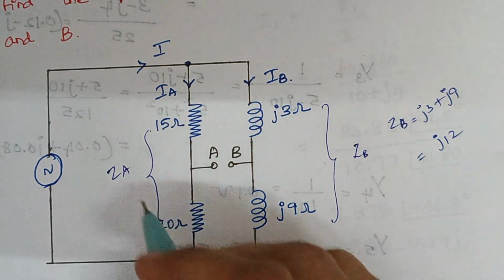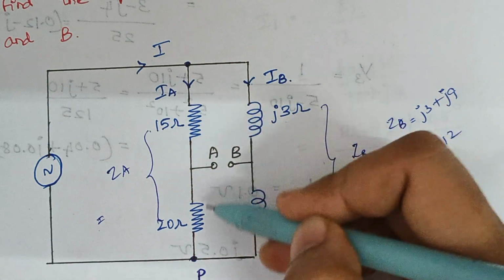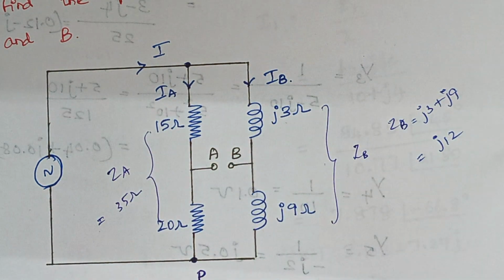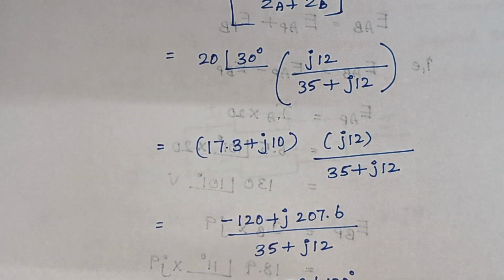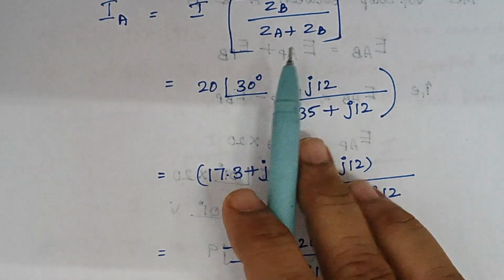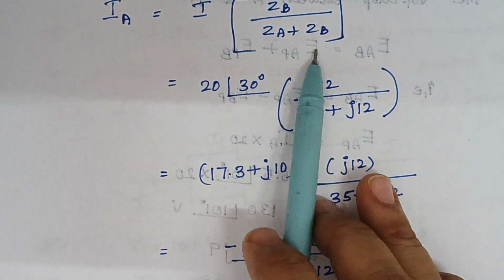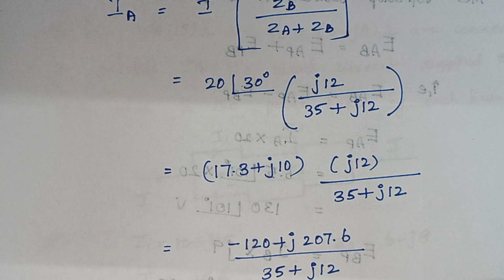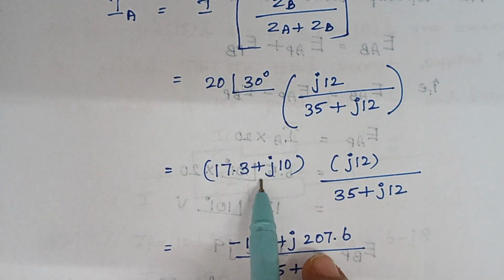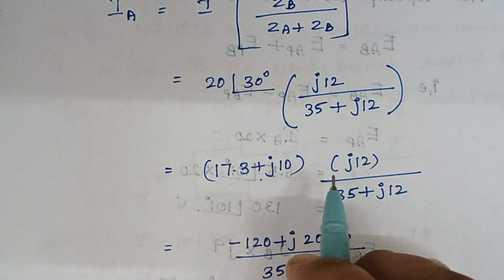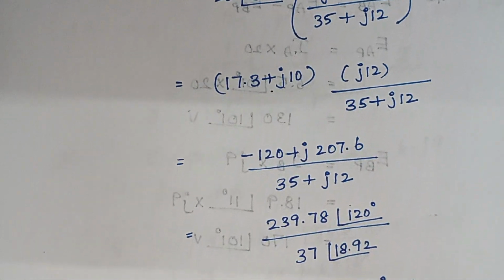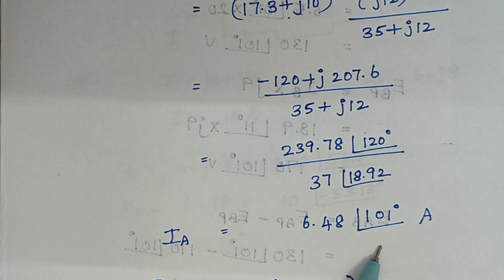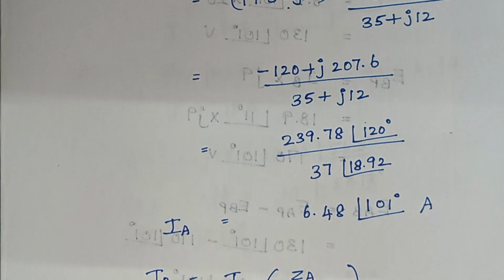ZA is nothing but, here these two are resistors, so we can directly add: 20 plus 15 gives 35 ohms. We know ZB as j12, and ZA plus ZB, you just have to add, gives 35 plus j12. Now this polar form is converted into rectangular form and we simplify our calculation. Once everything was done, the value of IA is calculated as 6.48 with an angle of 101 amps.